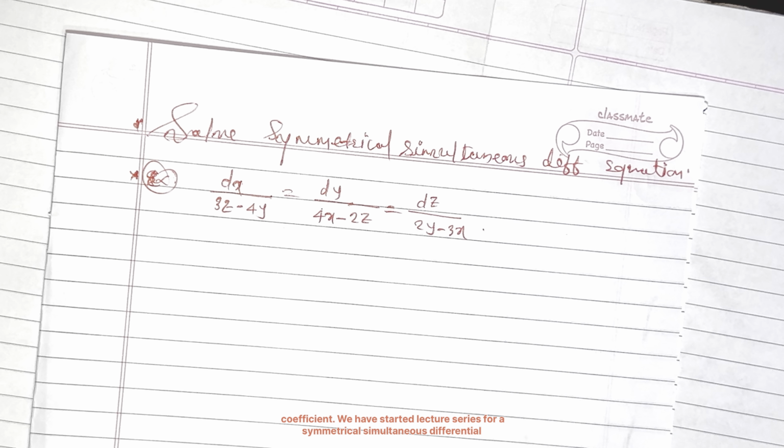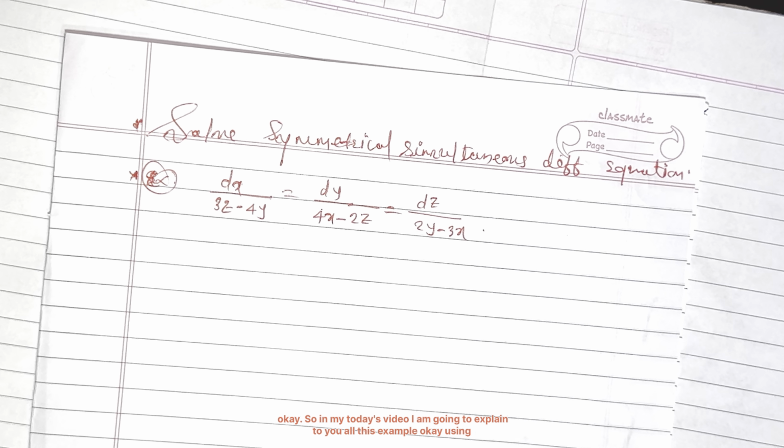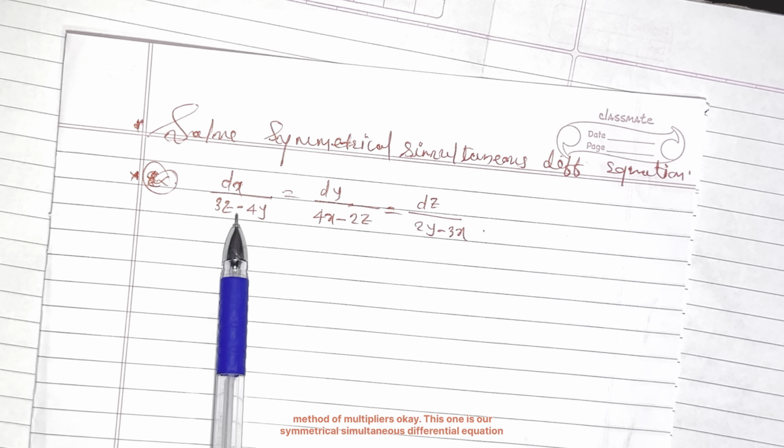We have started the lecture series on symmetrical simultaneous differential equations. Within that, I already explained the method of grouping, or method of combination, with an example. In my last lecture, I explained how to use the method of multipliers with some examples also. So in today's video, I'm going to explain this example using the method of multipliers.